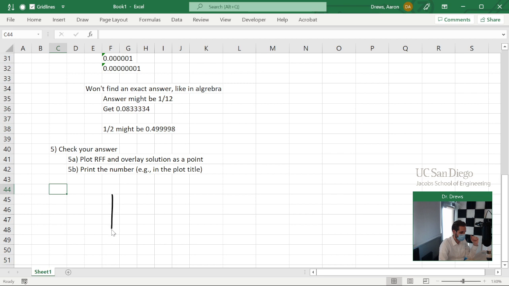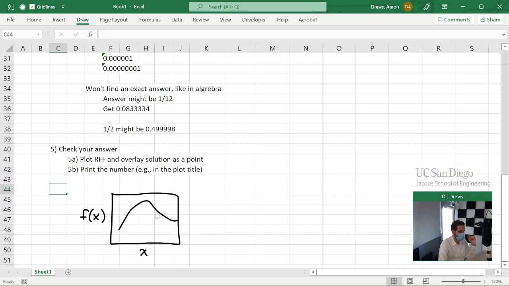Let me give myself a little bit more space here. So we'll always have labels. They might be really simple labels like x and f of x. There'll be some kind of a plot. That's a bad plot. Let me draw another one, something like that. That would be the root finding function, and then we would overlay the solution as a point. So for example, we might put a red dot there wherever we find the answer. And then the title might be something like f of x sol, whatever the solution happens to be, is equal to some number.